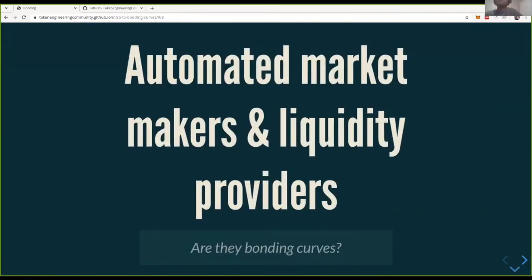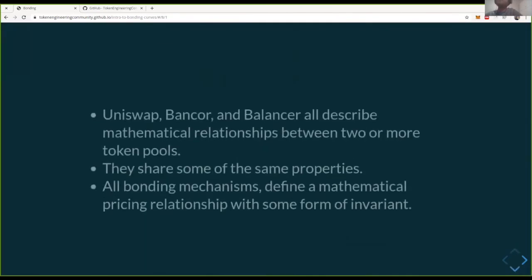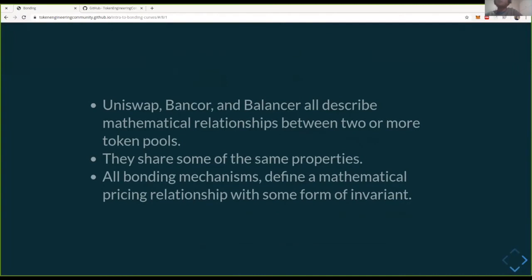So automated market makers and liquidity providers, are they bonding curves? Uniswap, Bancor, and Balancer all describe some form of mathematical relationship between two or more token pools. They share some properties with bonding curves, and they all have a mathematical pricing relationship with some form of invariant.